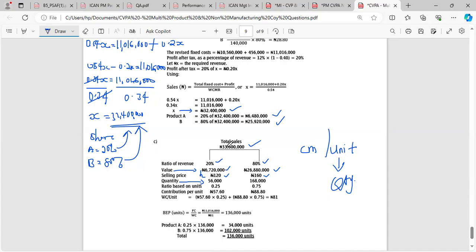So when they gave me total sales of 33,600, I just multiplied by the percentage of sales. 20% of this revenue belongs to A, 80% of this revenue belongs to B. I bring in my selling price and I divide. Once I divide, I'll get my sales in quantity, which is 56,000 and 168,000. Does this make sense? Okay. Can we proceed?